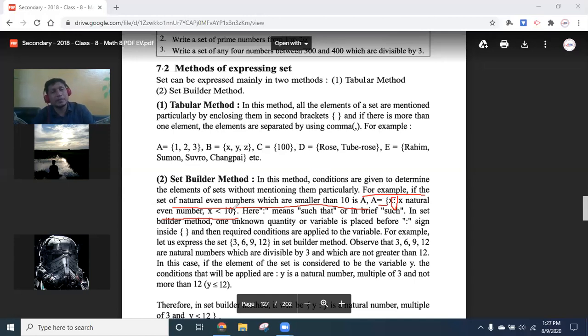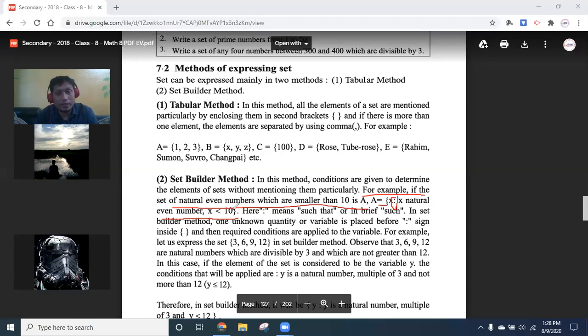That is, I have given some conditions. There are two conditions. One is natural number, another is less than 10. So following the two conditions, you have to write down the numbers 1, 2, 3, 4, 5, 6, 7, 8, 9. If we write down 1, 2, 3, 4, 5, 6, 7, 8, 9, and enclose them in second brackets, it will be expressed as the tabular method. It is set tabular form. But here we did not do so.